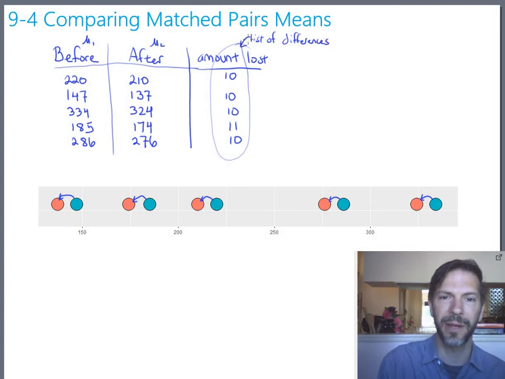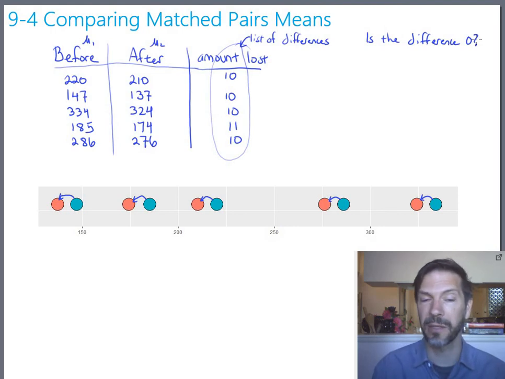That's what we care about with matched pairs. And the big question for us is going to be, did we make a difference? Is the difference 0? And it seems like the difference is not 0. It seems like it's around 10.